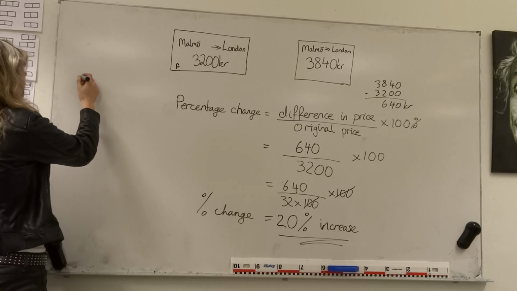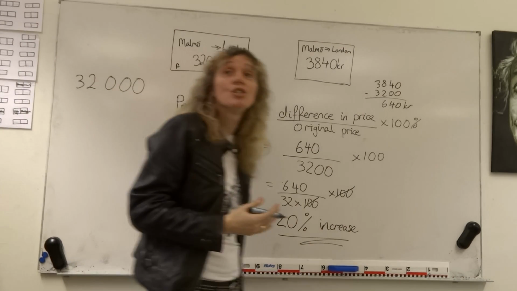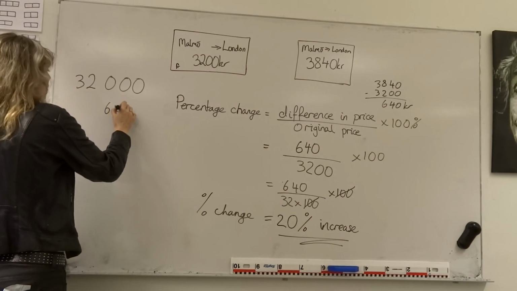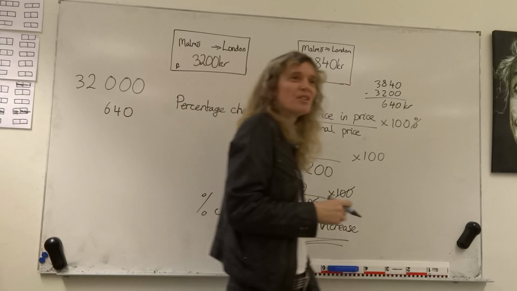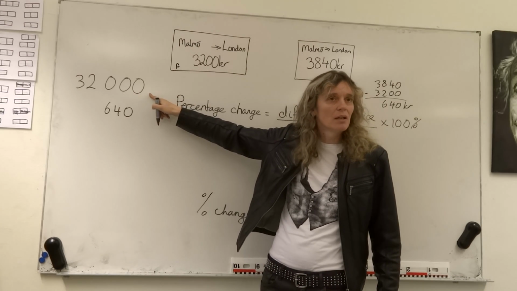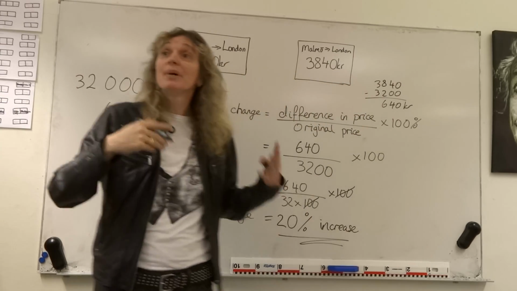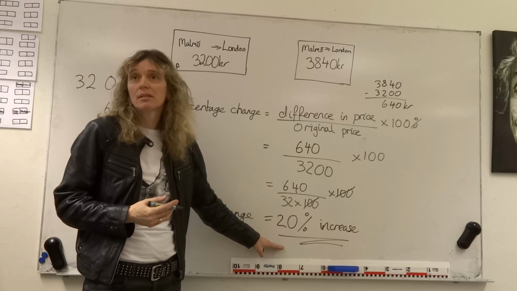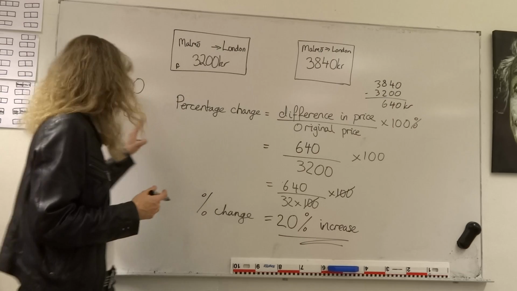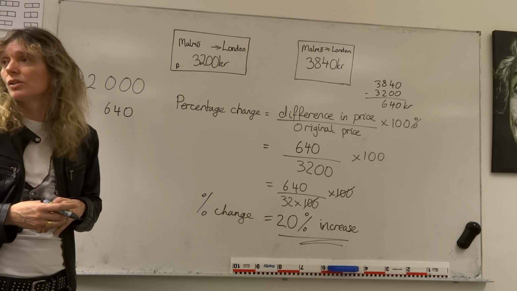If we were talking about something like a new car that cost 32,000 kronor, and we increased the price by 640 kronor, that wouldn't make very much of a difference, would it? It's a small amount compared with the big amount of the car. So this is why it's important to understand how much percent we have increased the price compared with what it cost originally. 20% is quite a lot, whereas this one will end up around 2%. So that's not very much.